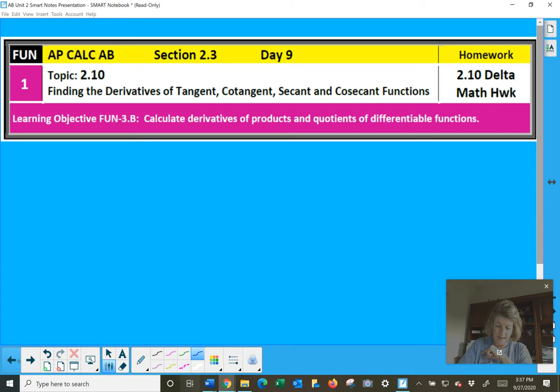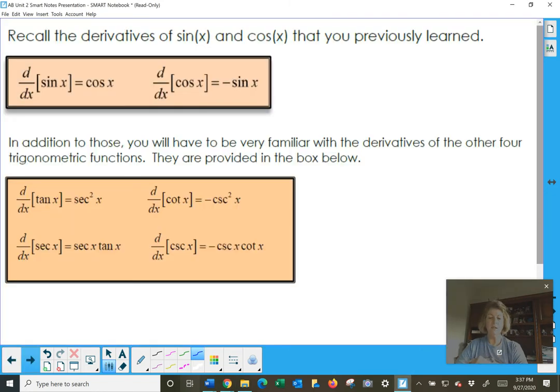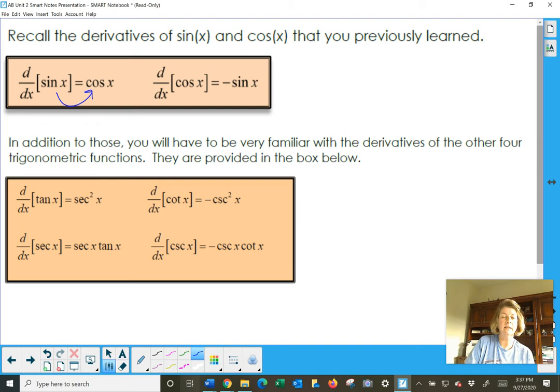So it just says recall the derivatives of sine and cosine. Derivative of sine gave us cosine. Derivative of cosine gives us negative sine. And as you can see in the next blocks, you pick up derivative of tangent is secant squared x. Derivative of cotangent is negative cosecant squared. Secant is secant times tangent x, and cosecant of x is negative cosecant cotangent.